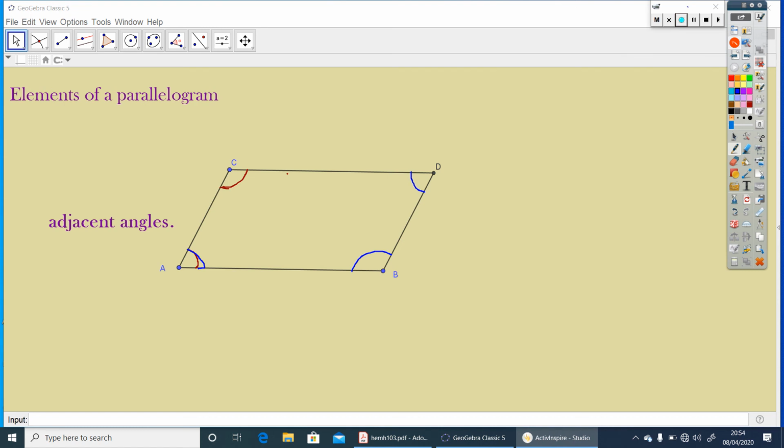So, pairs of opposite sides and pairs of opposite angles, pairs of adjacent sides and pairs of adjacent angles, together we can call the elements of a parallelogram. That is all for today's class.